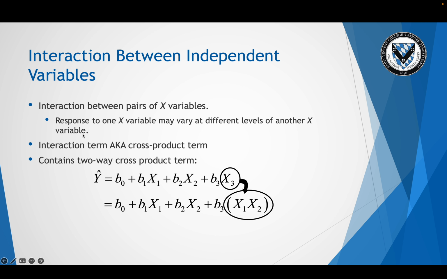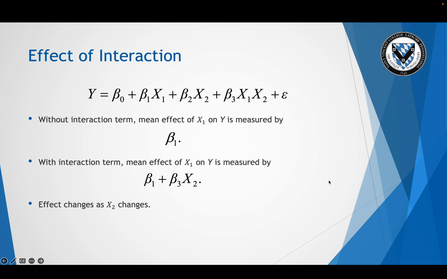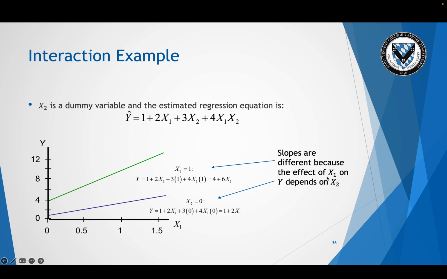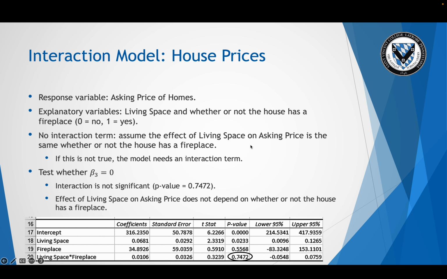And let's just recall the definition of an interaction between 2 variables. I kind of prefer my definition, which is that the response of one x variable depends on the levels of the other x variable. So let's go ahead and look at an example. Let's look at house prices. Our response variable, our y variable, is asking price for the home. And our explanatory variables, the first is living space, and the second is whether or not the house has a fireplace. It is equal to 0 if no fireplace, and it's equal to 1 if there is a fireplace.